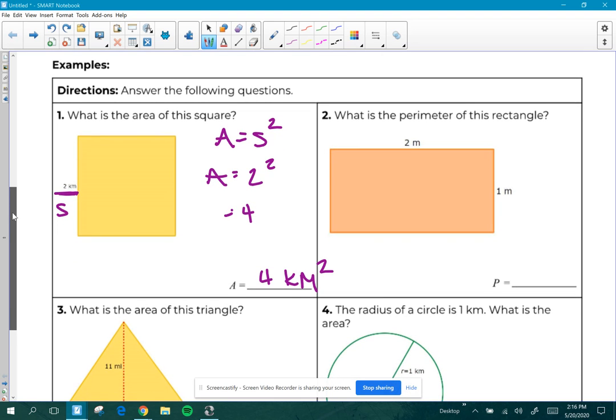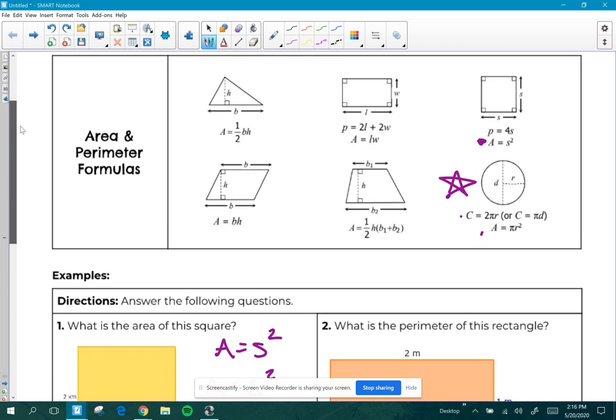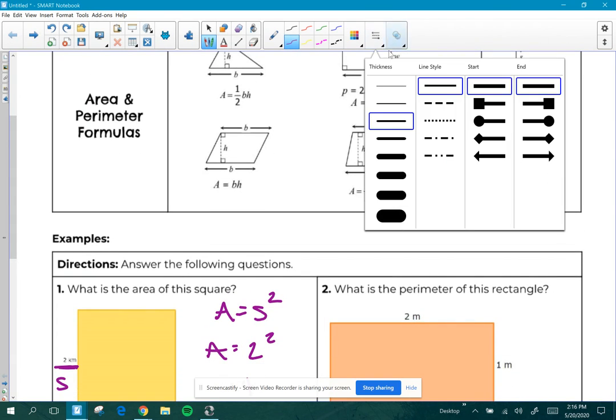All right, so second question. What is the perimeter of this rectangle? Now, you can use the formula. I'll show you both ways. Or you can just use the trick I told you about adding up all the sides.